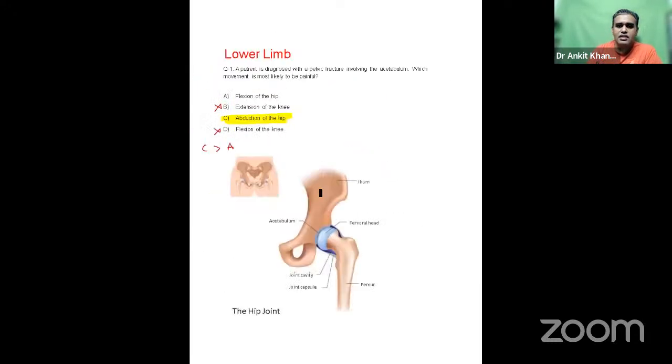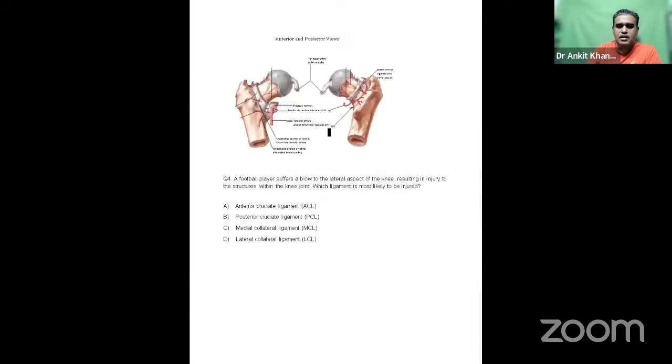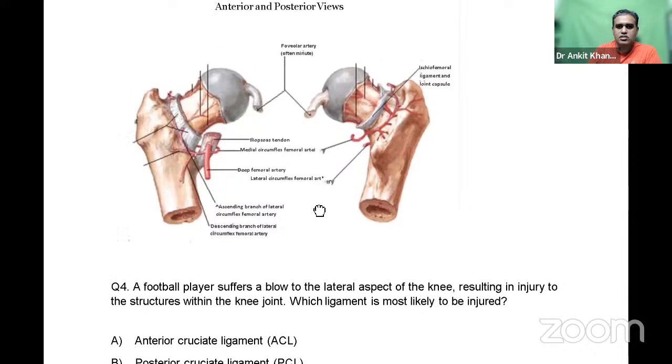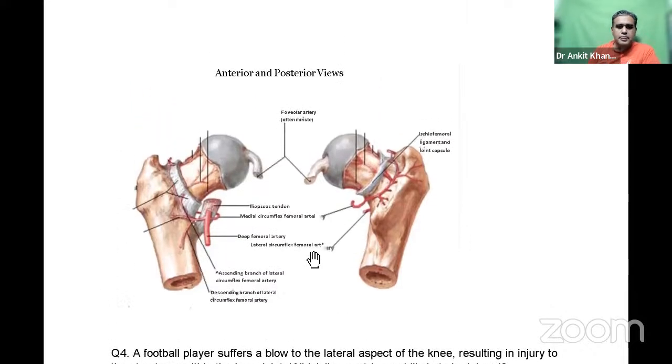Here we can see an image. Have a look at this image also. This is showing us the anterior and posterior views. This region is the neck of the femur, and here you can see all these circumflex femoral arteries. This one is the lateral circumflex. Going behind is the medial circumflex. This is posterior.